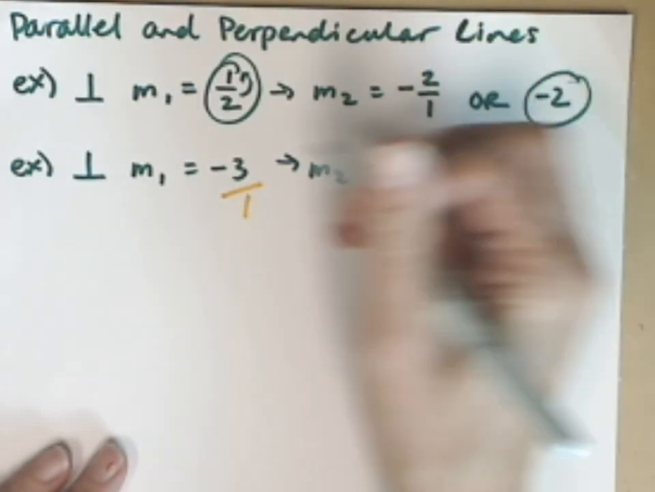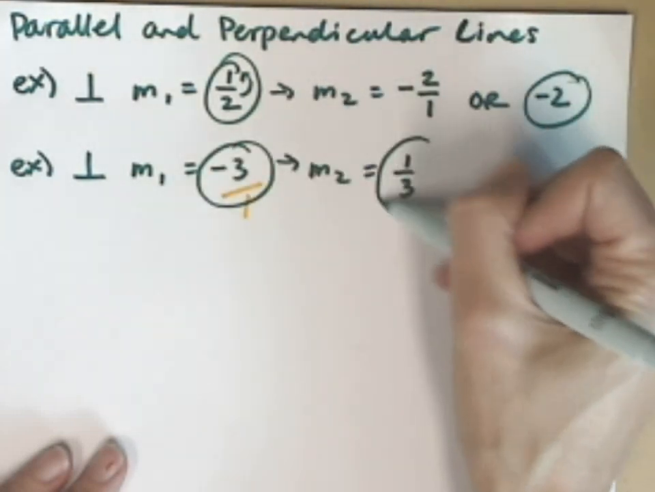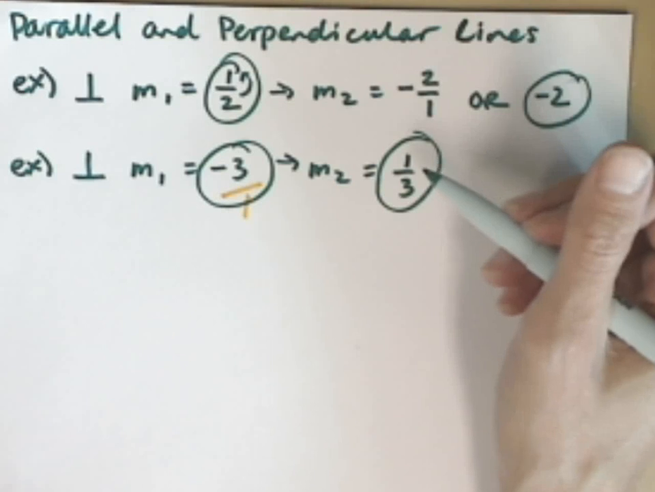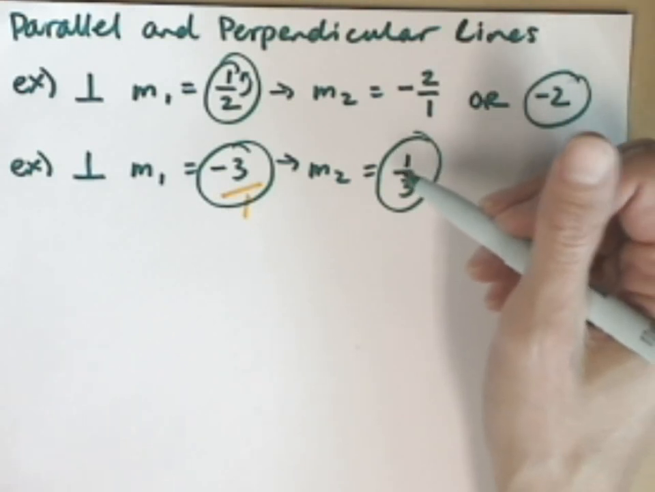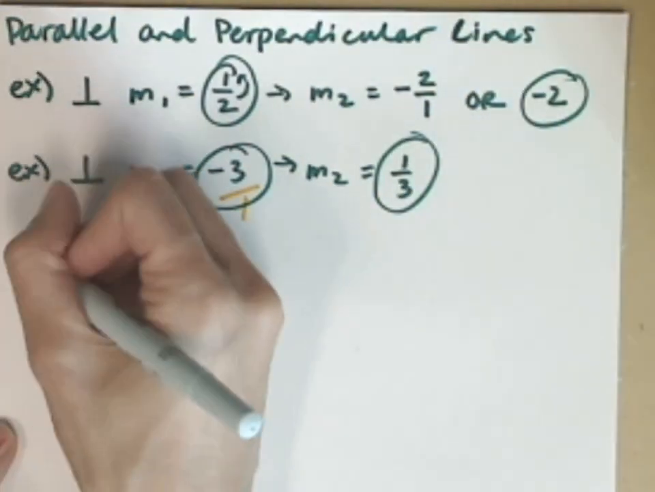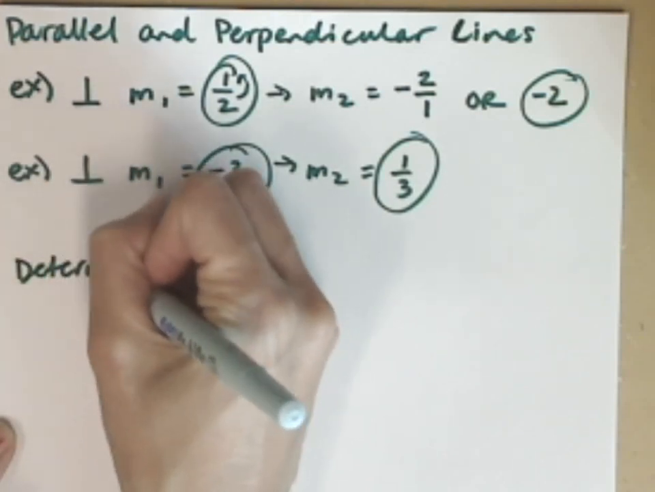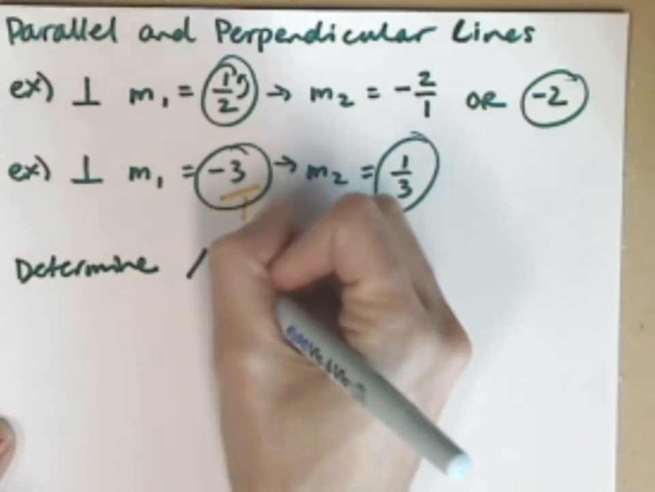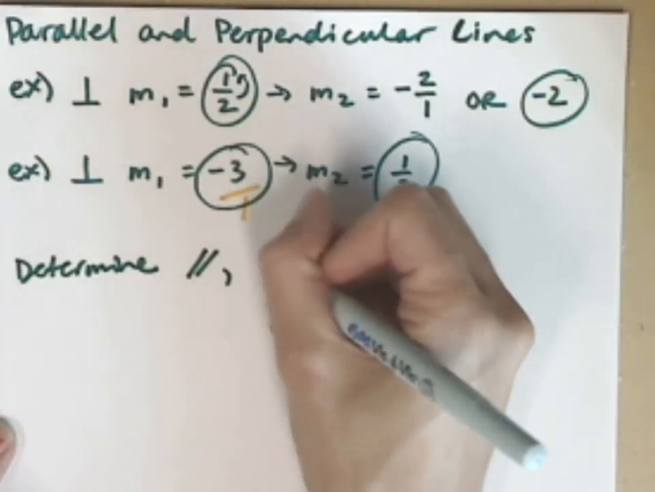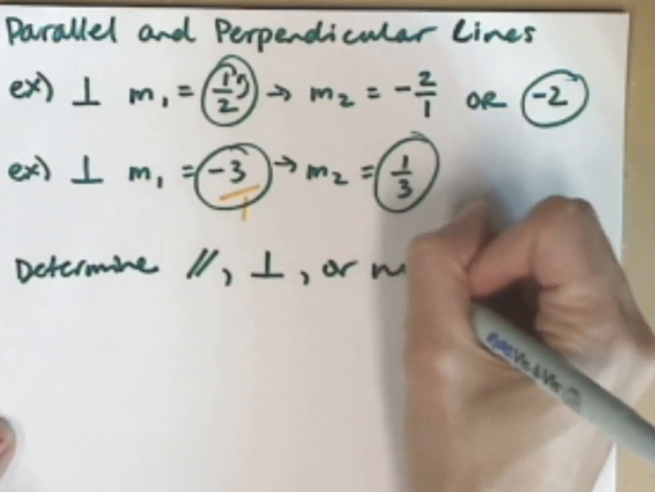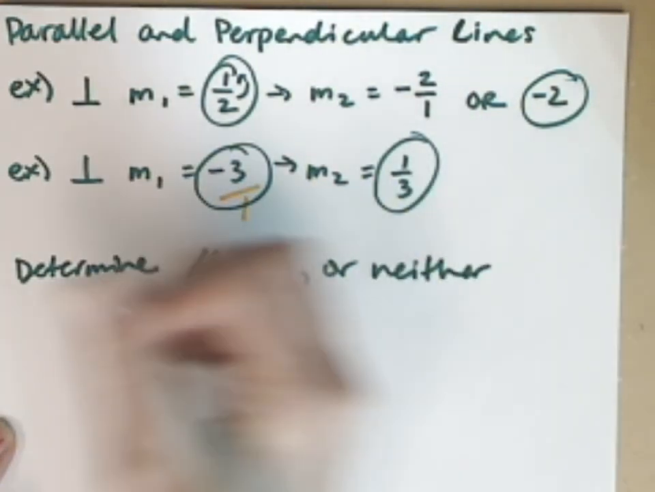So my second slope then, for the negative 3, second slope is a positive 1/3. Next we want to look at some equations. So for these equations, we want to determine if my lines are parallel, so that's my symbol for parallel, perpendicular, or neither.